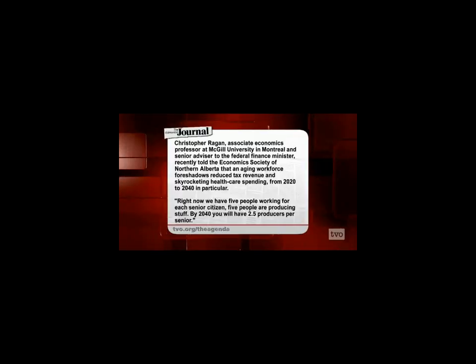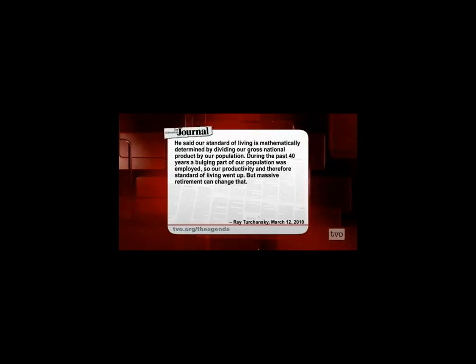Also, Senior Advisor to the Federal Finance Minister, recently told the Economic Society of Northern Alberta that an aging workforce foreshadows reduced tax revenue and skyrocketing healthcare spending from 2020 to 2040 in particular. Right now, he says, we have 5 people working for each senior citizen. 5 people are producing stuff. By 2040, you will have 2.5 producers per senior.